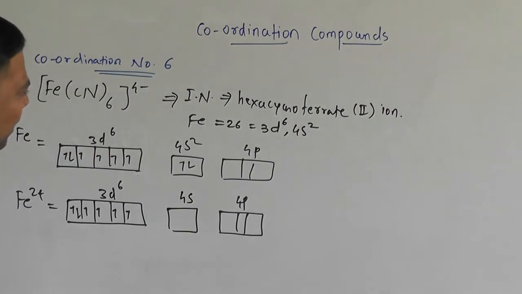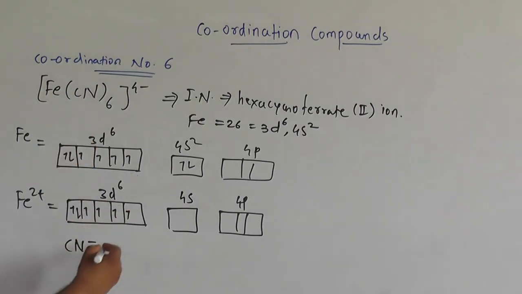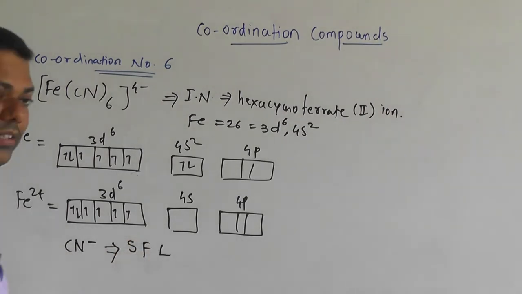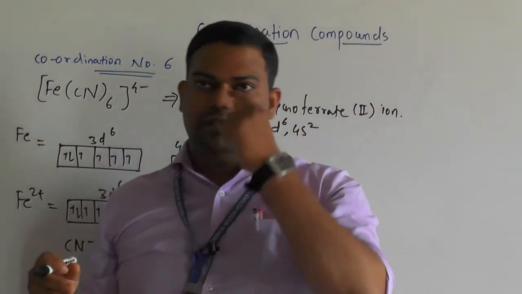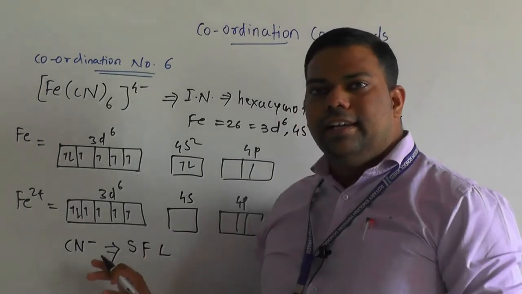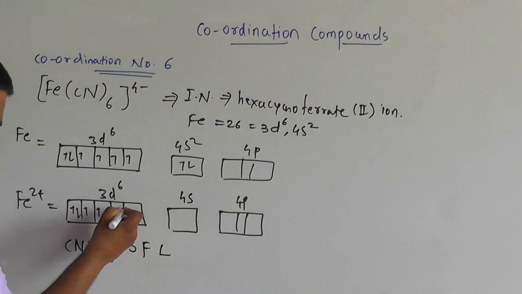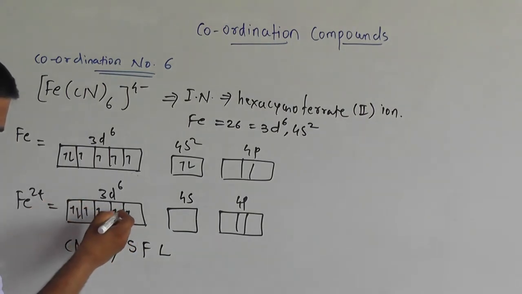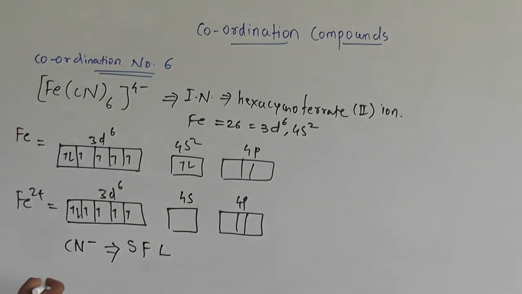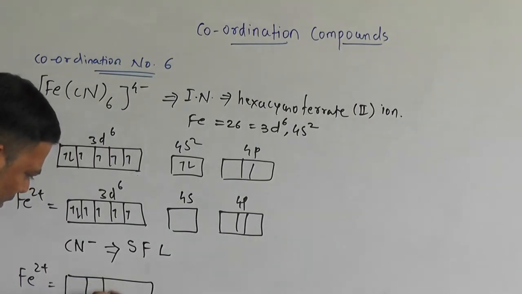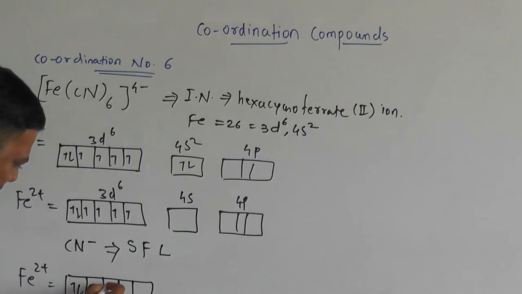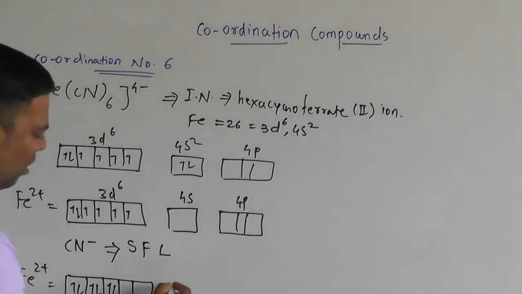Now what will happen here? First concentrate on the ligands. The ligand is CN minus, and as you know, CN minus is a strong field ligand. Due to the strong field ligand, it has a tendency to pair up. So what will happen? Like this: 1, 2, 3, 4, 5, 6 in total. This electron goes here, this electron goes here. So finally we can rewrite Fe2+ as 1, 2, 3, 4, 5 and 6, and the rest are empty.